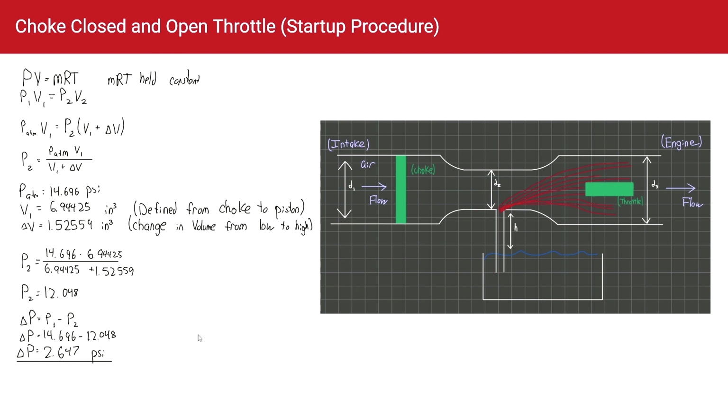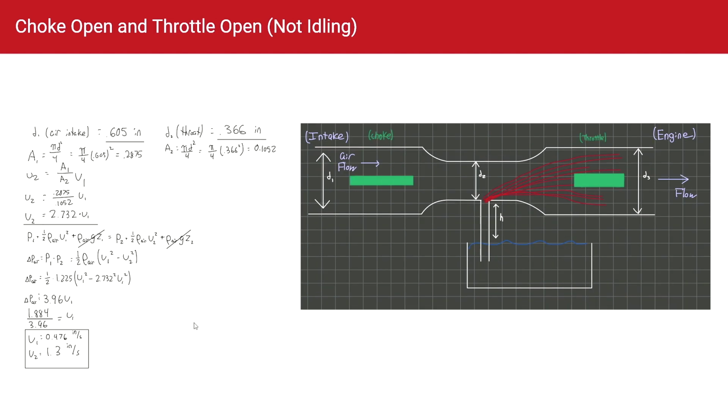Since we assume the mass flow rate through the choke is 0, we can analyze our system as a control mass when the choke is closed and the throttle is open. After measuring the volume between the throat and the piston, we can use the ideal gas law. With constant mass, gas constant, and temperature, it is possible to develop a ratio between the volumes and the pressures. We can then calculate that the pressure difference that this stage creates is 2.647 psi.